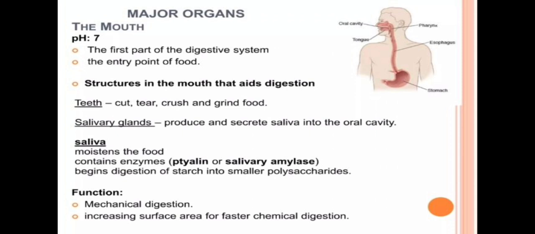The components or functions of saliva are it helps to moisten the food and helps in digestion of starch into smaller polysaccharides. It contains lysozyme and salivary amylase. Functions: mechanical digestion, increasing the surface area for faster chemical digestion.